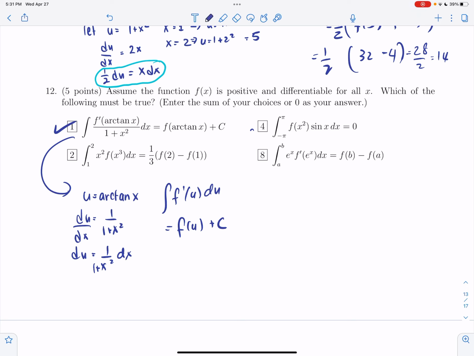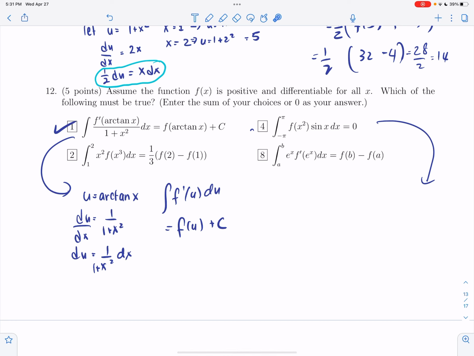Let's look at this one. Okay, now this one I don't see a function and its derivative anywhere. You have an x squared and a sine x. Well, what do you have? You have the integral of this function from minus pi to pi. If you were not given this part, you would just have the integral of sine x from minus pi to pi. And you know that has to be 0 because sine is an odd function.